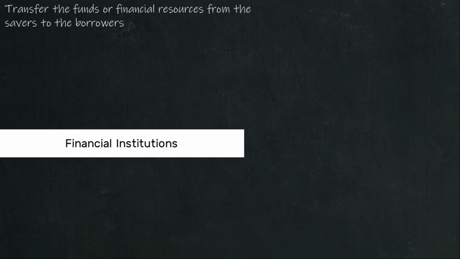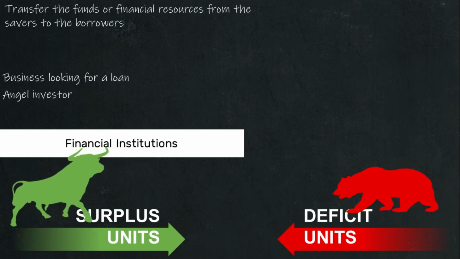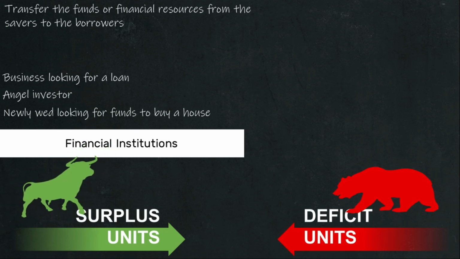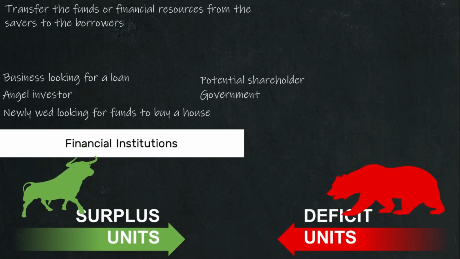Remember surplus units and deficit units? As a review, I'm going to give a few examples and try to guess if they're surplus units or deficit units. Let's say a business looking for a loan. Of course, it's a deficit unit because the business is in need of funds. How about an angel investor? Well, an angel investor is a surplus unit. The giveaway, the word investor. How about a newlywed looking for funds to buy a new house? Deficit unit, definitely. What about a potential shareholder? Surplus unit. How about the government? Well, deficit unit. In fact, the government is normally the biggest borrower.